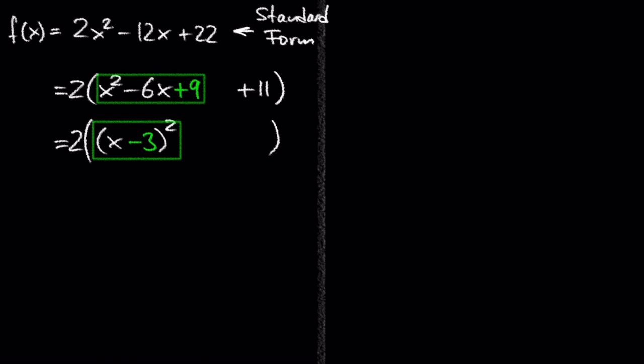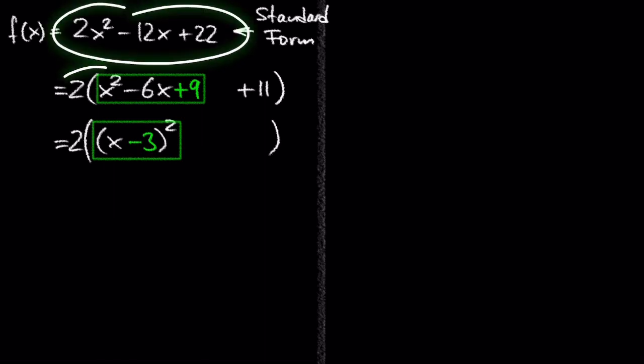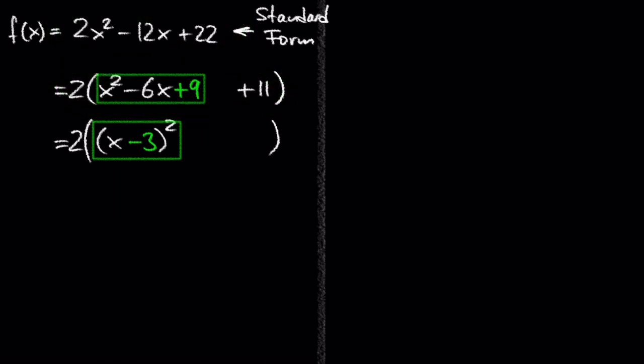To make sure that this is the same, we have to subtract the 9, because we can't just add a 9 to an equation. Negative 9 plus 11 is 2. With the distributive property, we get 2 times x minus 3 in parentheses squared plus 4.